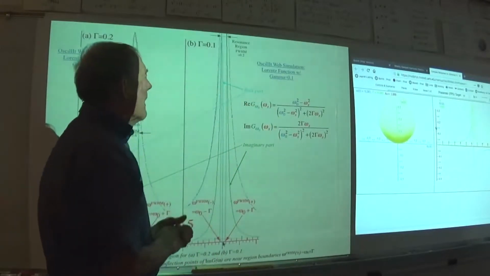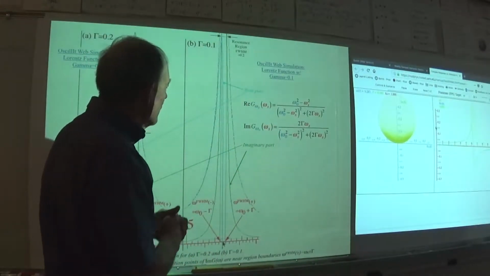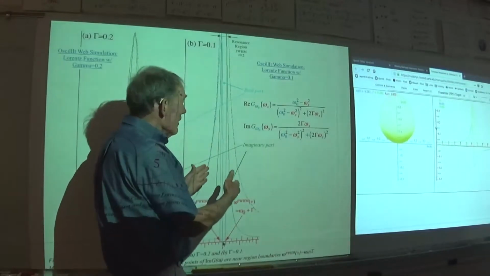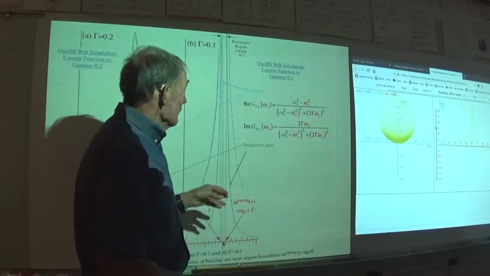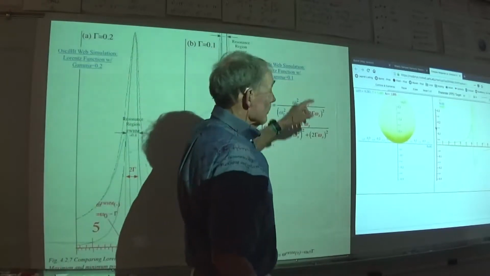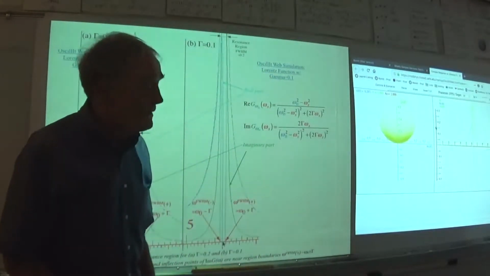gamma. Now, the thing I want to emphasize, and this means that you have to go twice as many heartbeats to get rid of 95% of your amplitude if you've got gamma equal to 0.1 instead of 0.2. Right?